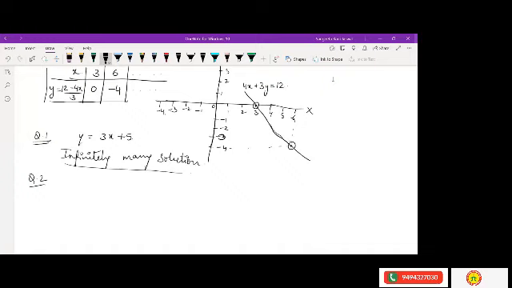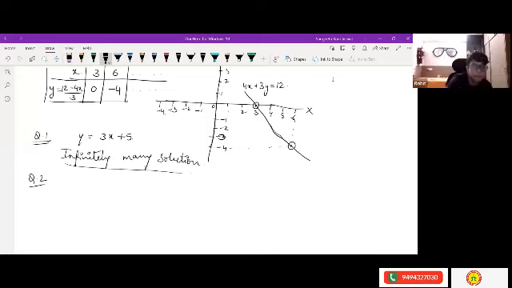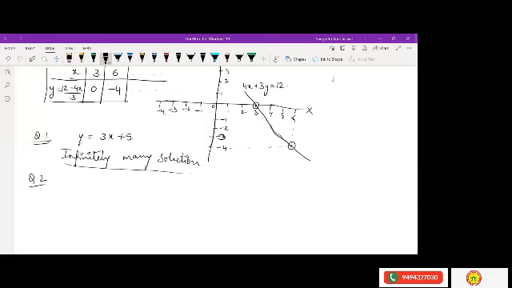Okay, the next question is: write 4 solutions for each of the following equations. So some equations are given: 2x plus y equals 7. So you must write 4 solutions of this. Can you find 4 solutions of this? Like this, like this, like this. Can you do that? Yes, ma'am. No need of plotting it. It's not asked in the question that you have to plot. Just find the solutions.